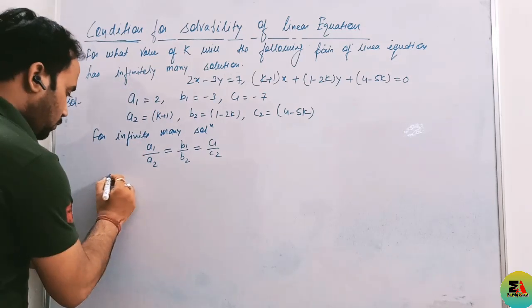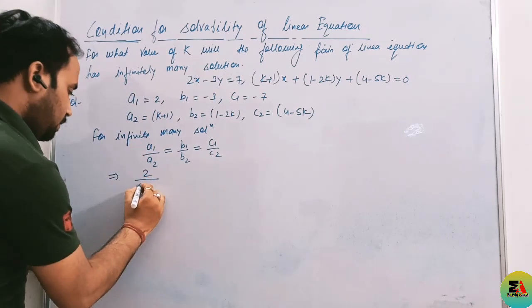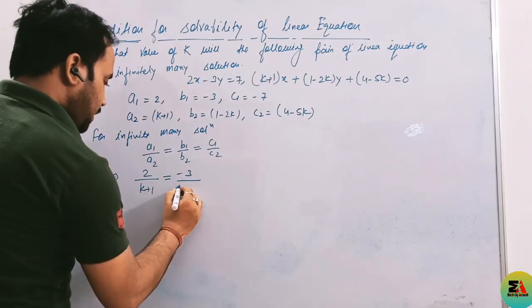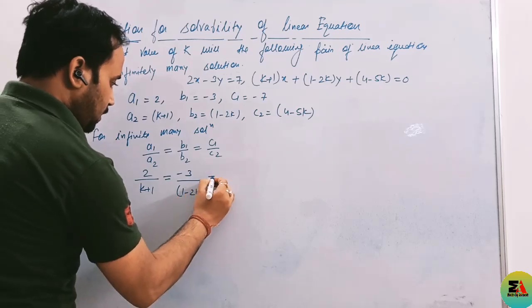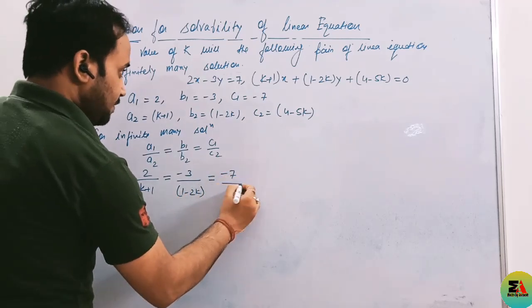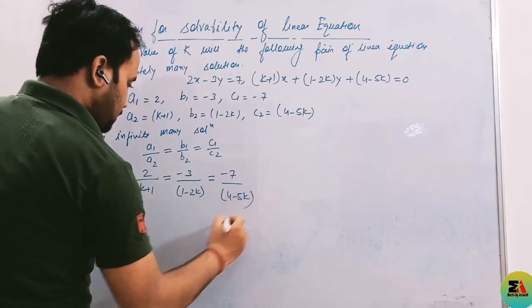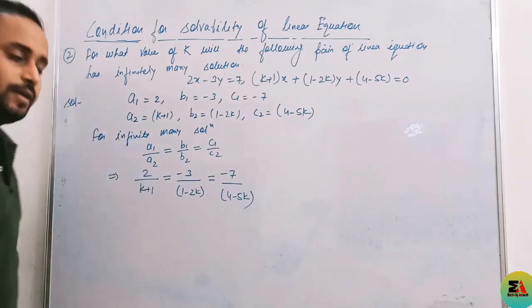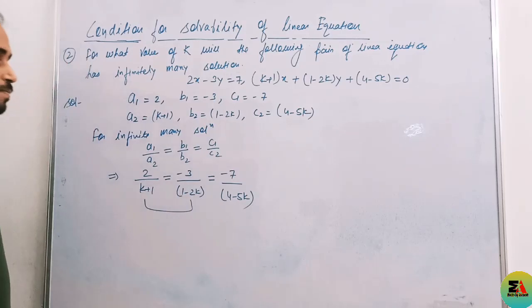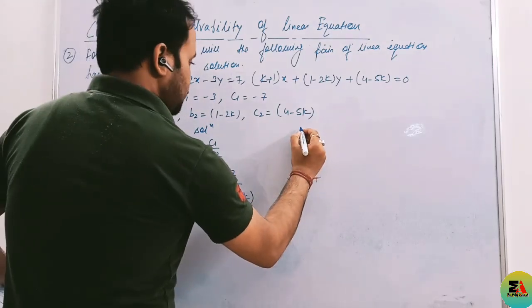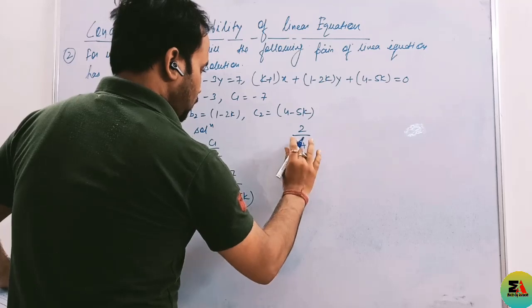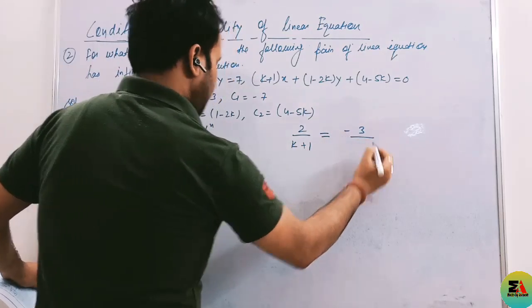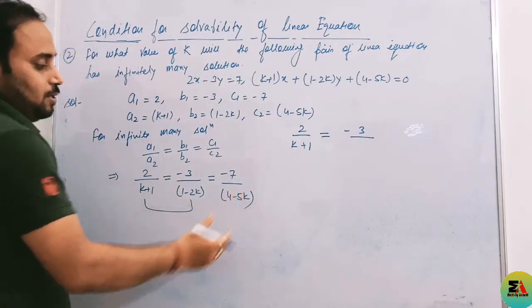Now substitute all the values. This becomes 2/(k+1) = minus 3/(1-2k) = minus 7/(4-5k). Clear? Now we have to calculate the value of k. How? Take the first two and solve. 2/(k+1) = minus 3/(1-2k). Either you can take the first two, or the second and third. It's up to you.